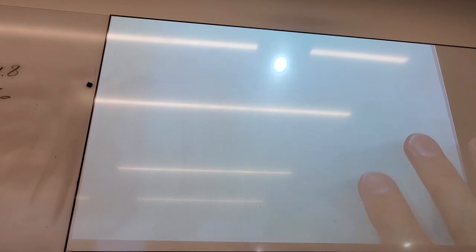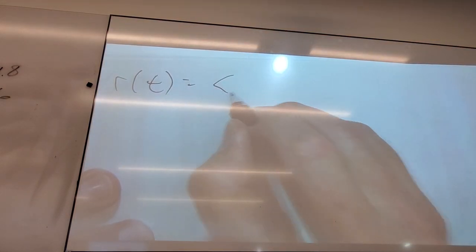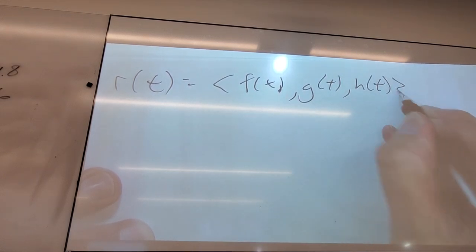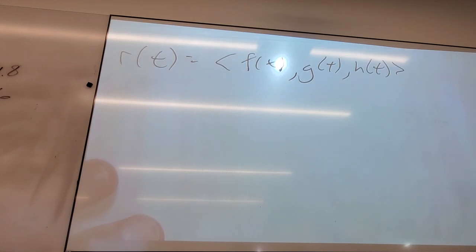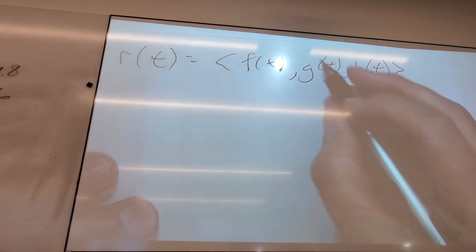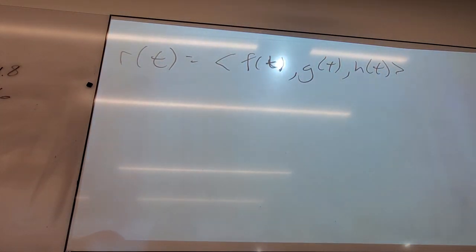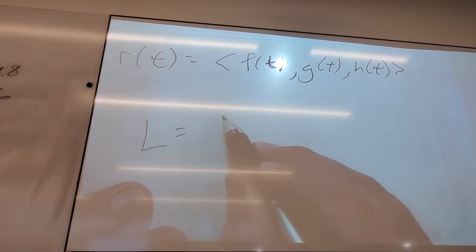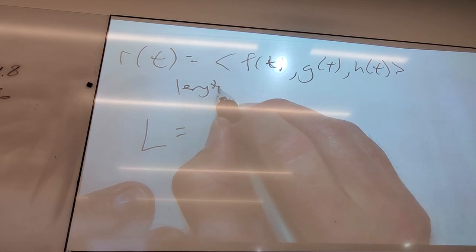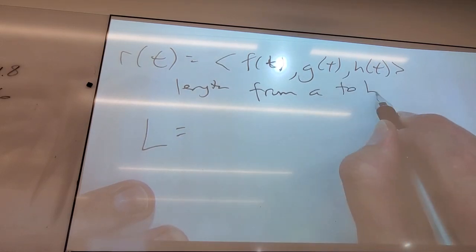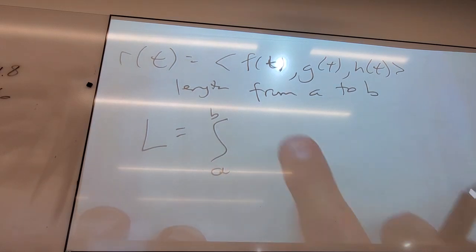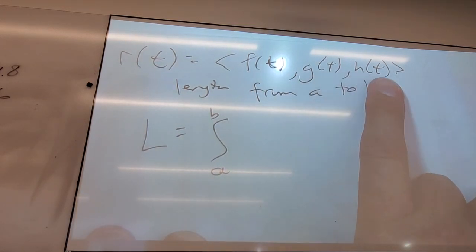Okay, so if I am given a space curve, this is trying to be a T here, by the way. And I want to figure out its length. The first thing I've got to realize is, let's say length from A to B. Amazing. So x is f of t, y is g of t, z is h of t, yes?